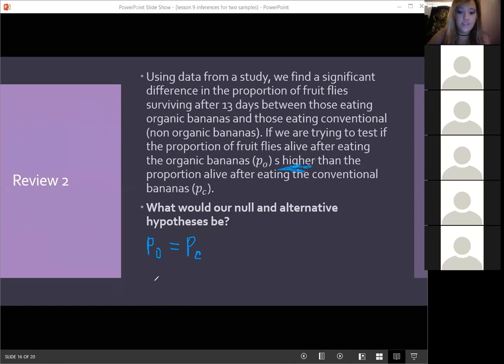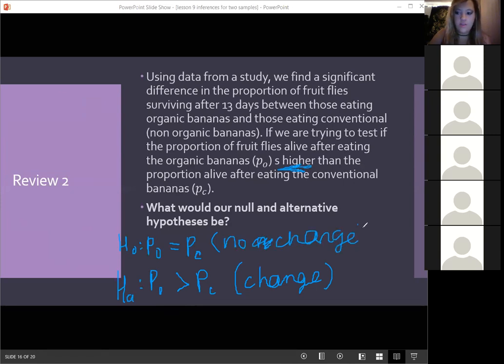So let me write here, this is our null, this is our alternative: P subscript O is greater than P subscript C, because we are talking about it being higher. So this is going to be that there's some sort of change. And remember, we always assume that the null is true at the beginning, which means no change. So that's what this is.